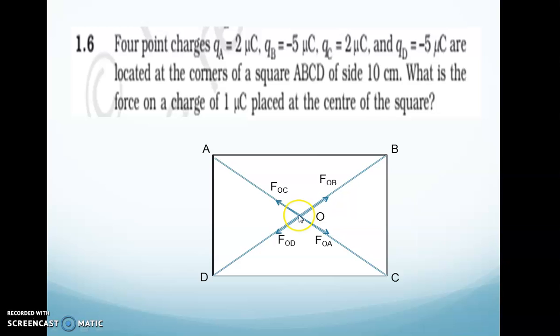This is the center of the square. Now this side is 10, this side is 10. So the diagonal of this square becomes root 200. Root 200 means 10 root 2. So we have to take half of it, meaning 5 root 2, right? Any problem? No. Okay. Now at A there is a positive charge, right?